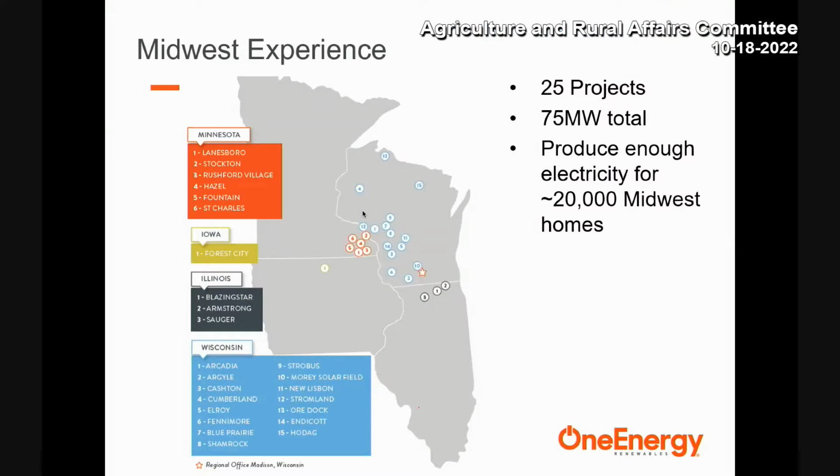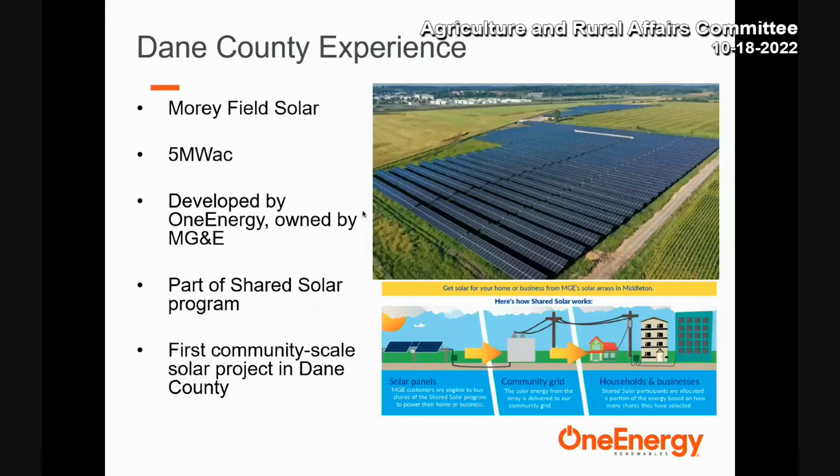This is just a map of the projects that we've developed that have been constructed out of our Madison office. They're mostly in western Wisconsin and southeast Minnesota, but we've got a handful in northern Wisconsin and northern Illinois, and one in Iowa as well. There are 25 projects totaling 75 megawatts and produce roughly enough electricity for 20,000 Midwestern homes. Closer to home here, our first project that we worked on in Dane County was the Maury Field Solar Project, which is a 5 megawatt site that we developed and that MG&E owns, and it's part of their shared solar program.